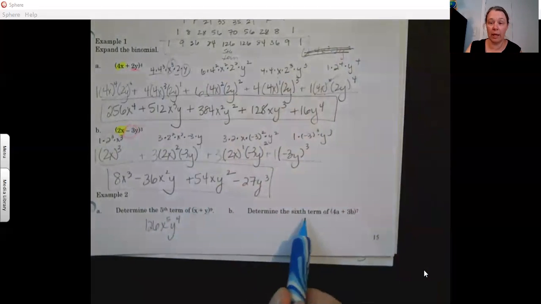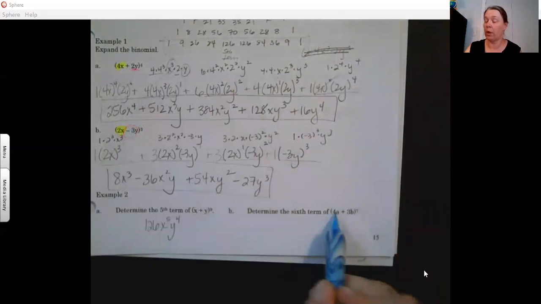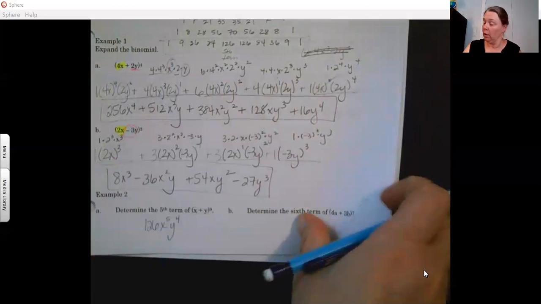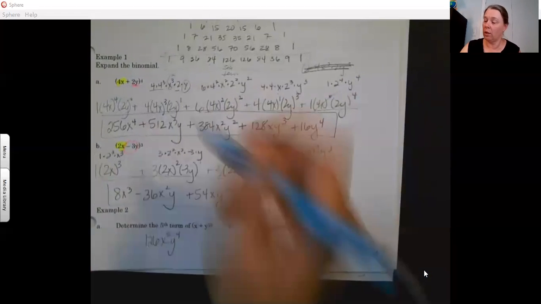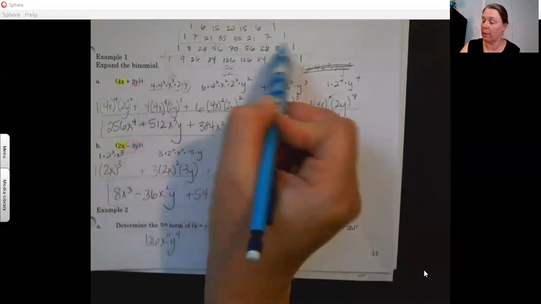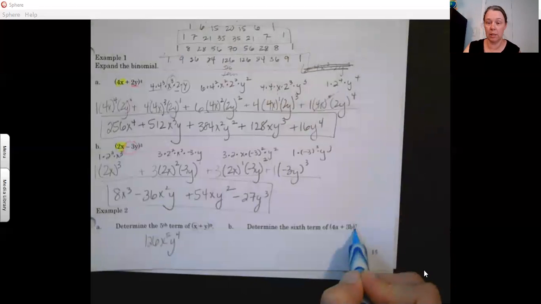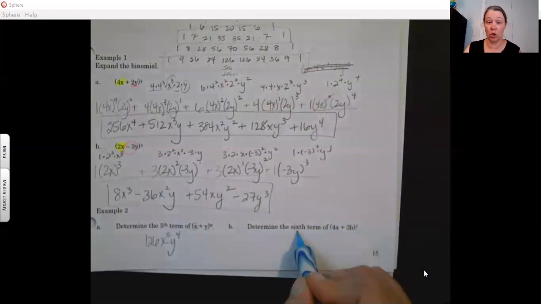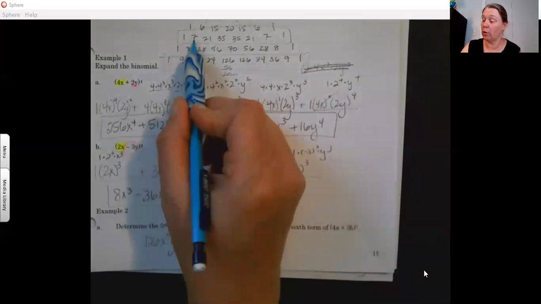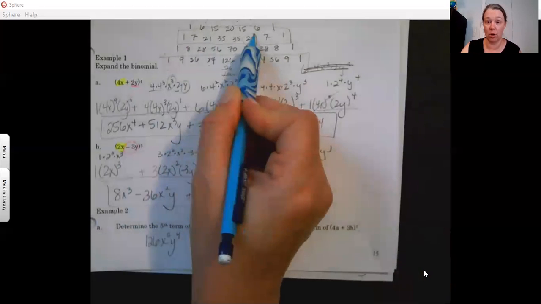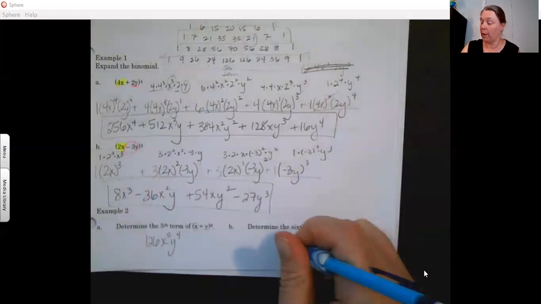So start by thinking about, okay, what's your first coefficient? What are you pulling from the unit circle, or not the unit circle, from Pascal's triangle? And then what would the powers on these be? Okay, so let's see. The 7th row I want to use because it's the 7th power. 7th power means use row 7. Careful on that. Use row 7. And I want the 6th term. So 1, 2, 3, 4, 5. This would be my 6th term. 21 will be my coefficient.